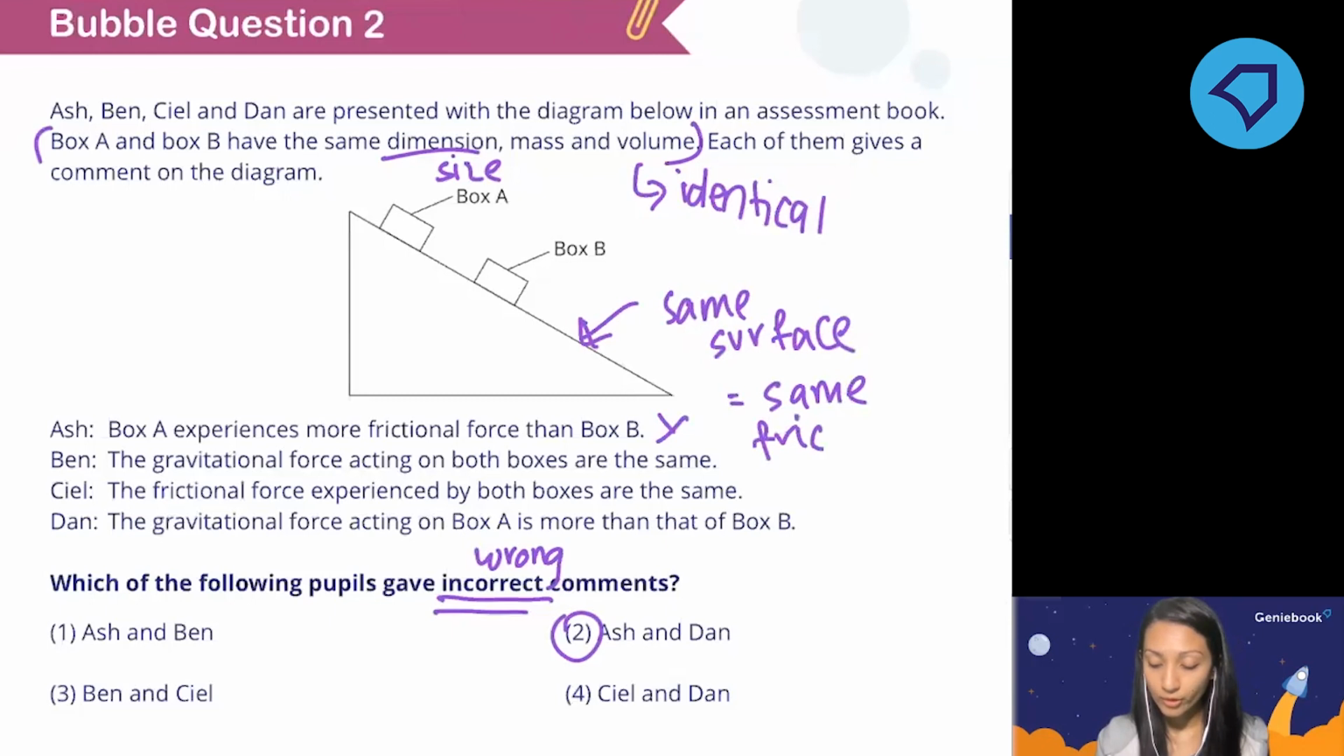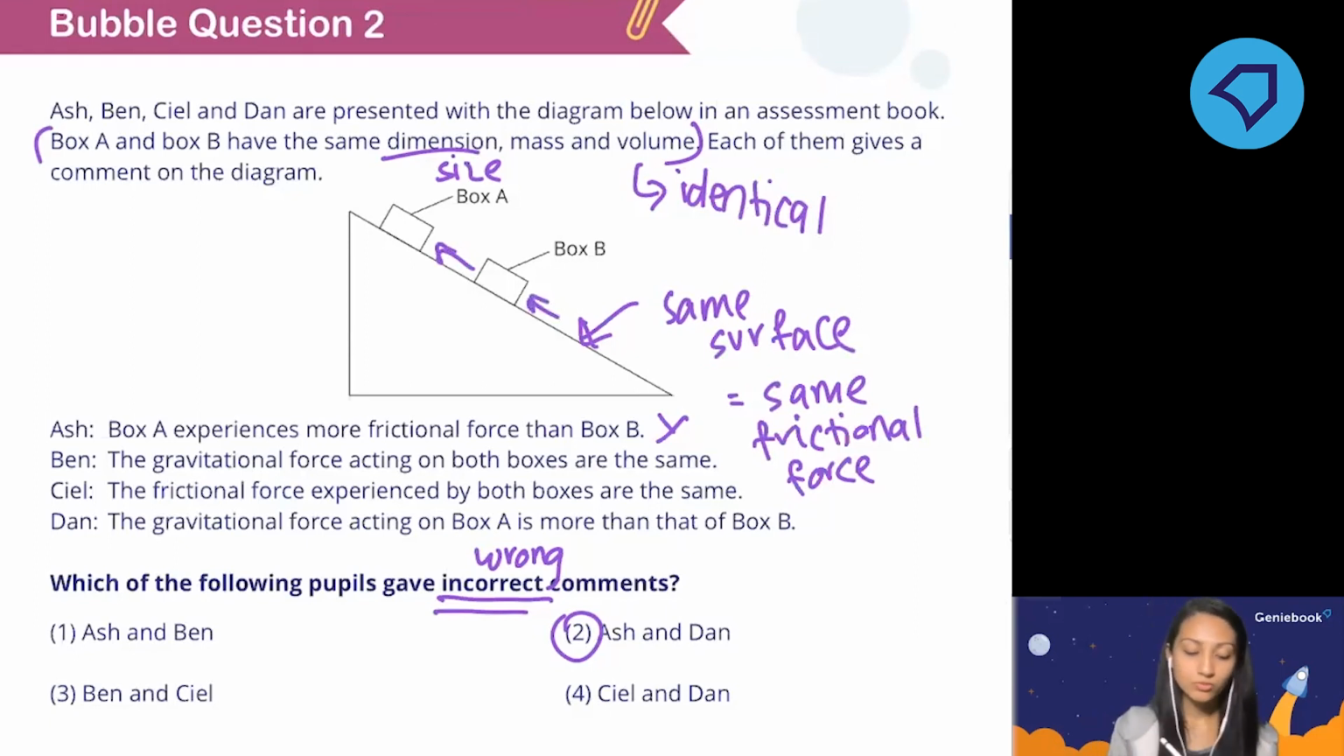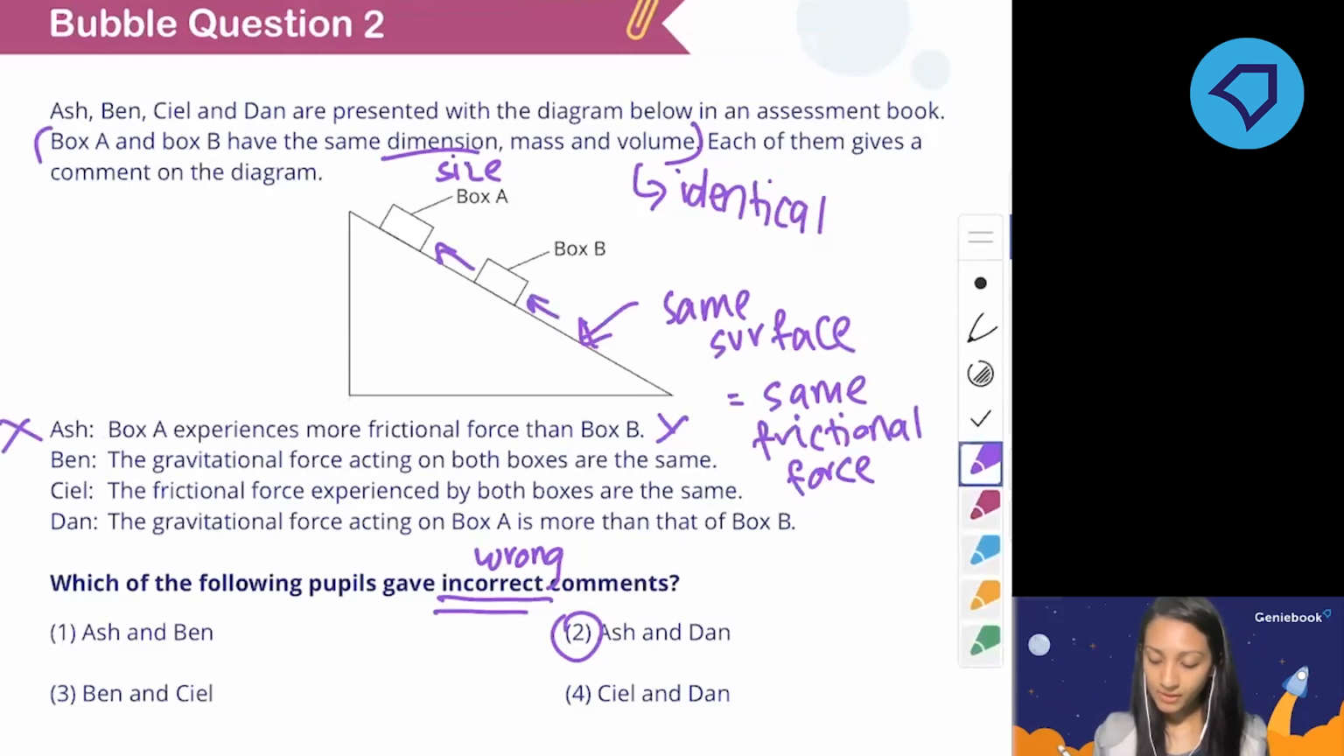frictional force. If you remember, frictional force is the one that opposes motion. So it is going this way, against the boxes that are sliding down. So this is wrong. Ash is wrong. Ash needs to go back to science class. Let me use a different color pen, green pen. Then how about Dan?